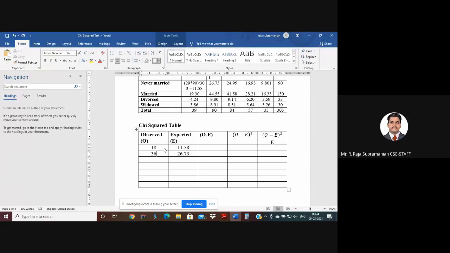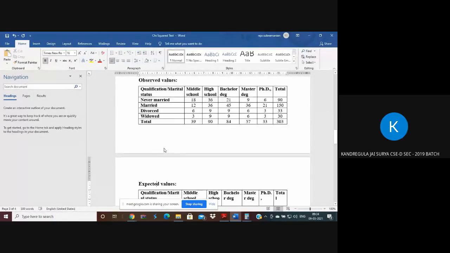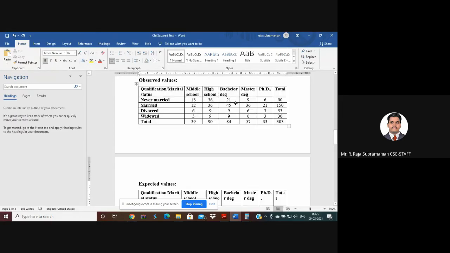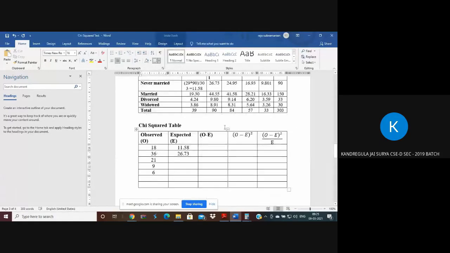Next, 36. Next, 21. Then 9. Then 6. We have to write all of them, for all the 20 items. Next, that is 12, 36. Everything we have to write. So you take a screenshot and then tell me. Can I go down? Yes, sir. 12.